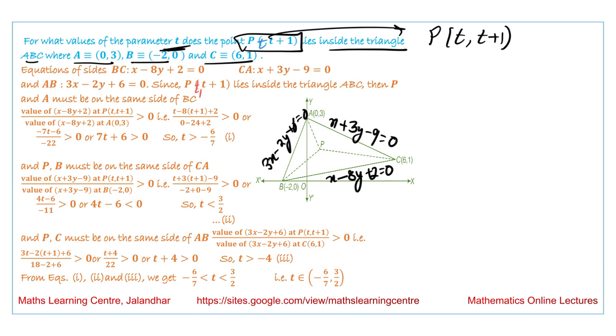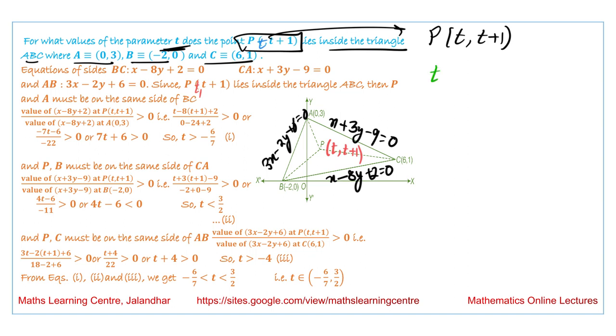So these are the three equations of the line. We are talking about the point P, which is (t, t+1). We are saying this point lies inside this triangle. So using these three equations, we now have three conditions.